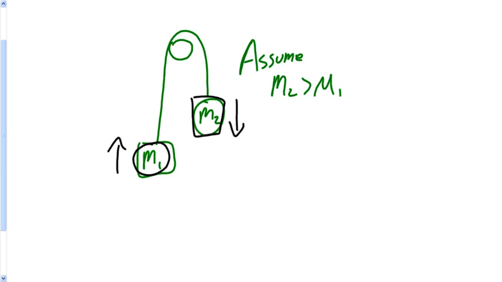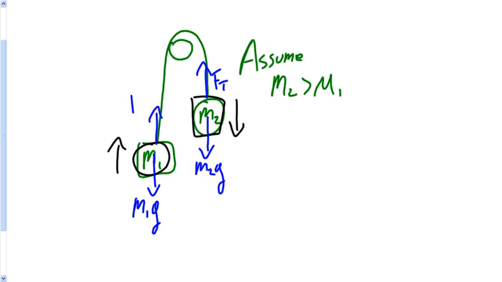The first thing we need to do is draw a free body diagram of both pieces, just to get an idea of what's happening. So let's start with M2. For the free body diagram for M2, we have its weight vector going down, which is M2g, and we have a tension going up, F of t. For M1, we have a weight vector going down, which is M1g, and then again we have its tension going up. We'll label that force of tension.